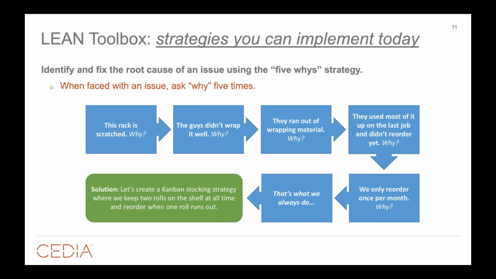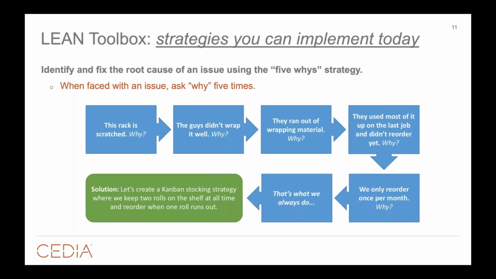Why didn't we do that? Well, because we only reorder wrapping material once per month. Why do we do that? Because that's what we've always done. And what you'll find is so often in an organization, when you start to engage your colleagues, it comes down to, well, that's the way we've always done it. This is the way we've always thought. This is written in stone, but that doesn't necessarily make it right.